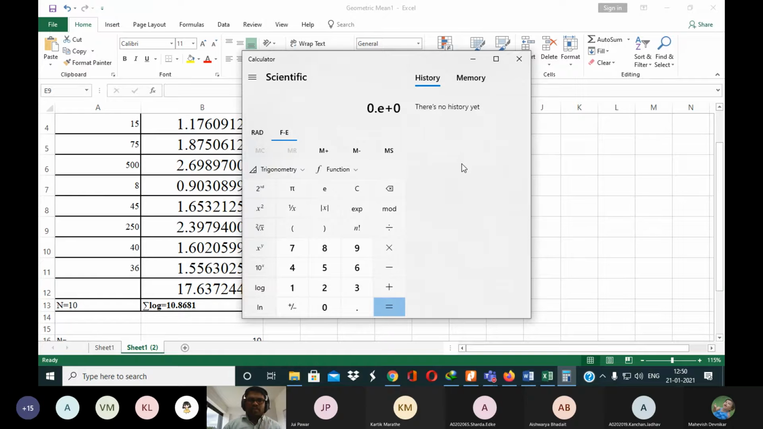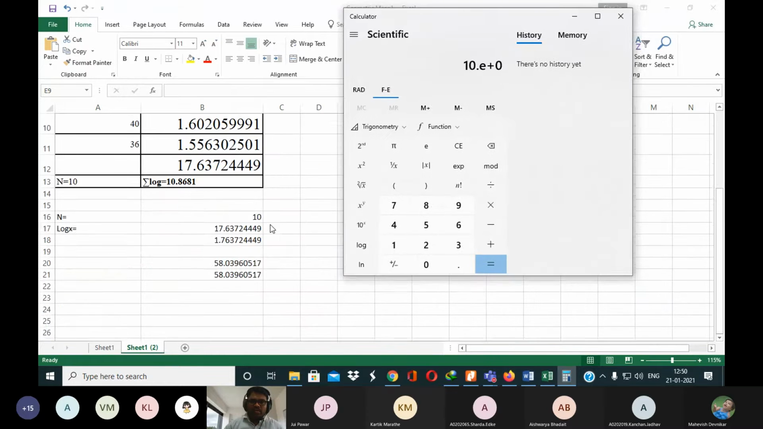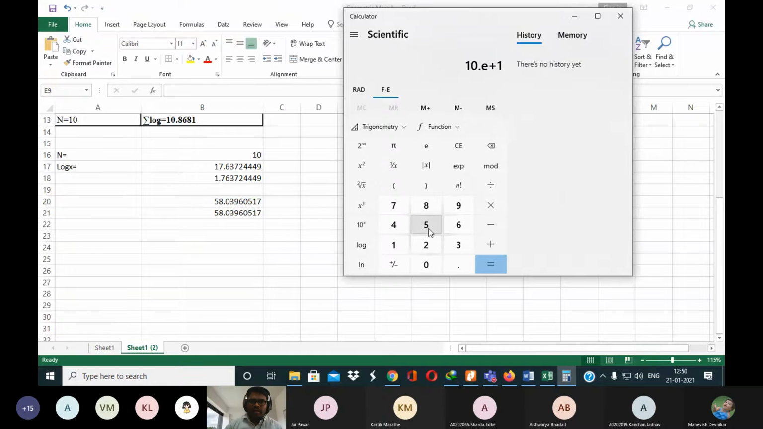If you have the scientific calculator device with you, the caret sign is already there, so you can use 10 and the caret sign, then the exponent, for example 1.763. Here there is no such option, but in your real calculator it is there, so you can use that, or you can use the Excel file.